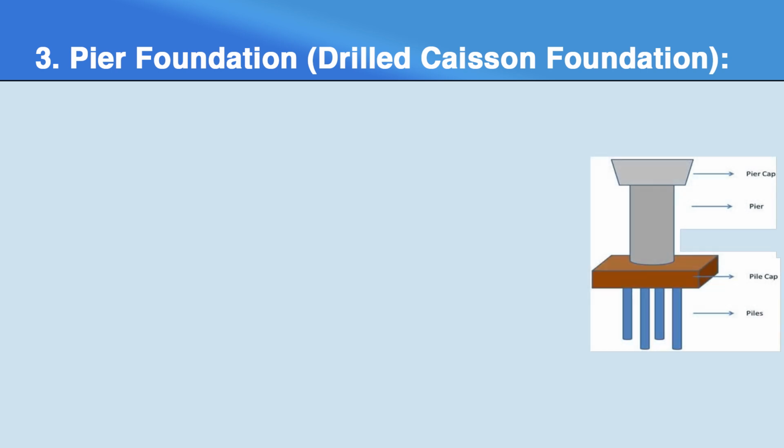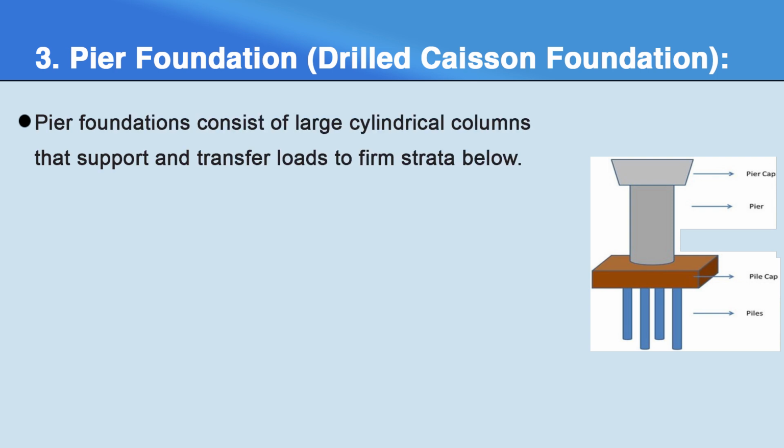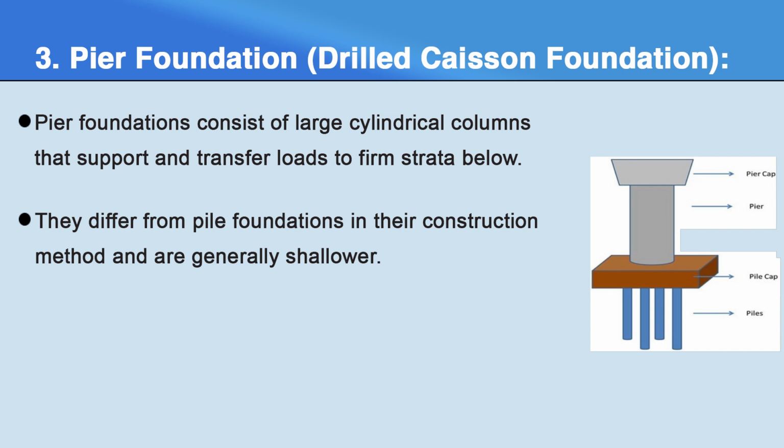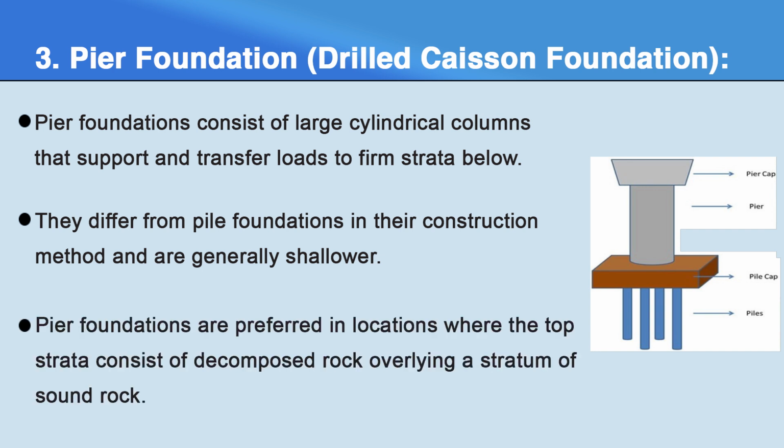Then the next is pier foundation or the drilled caisson foundation. Pier foundations consist of large cylindrical columns that support and transfer loads to a firm strata below. They differ from pile foundations in their construction method and are generally shallower. Pier foundations are preferred in locations where the top strata consists of decomposed rock overlying a stratum of sound rock.